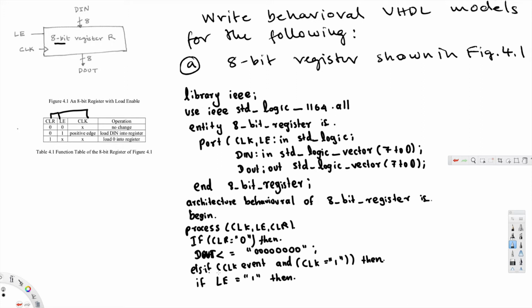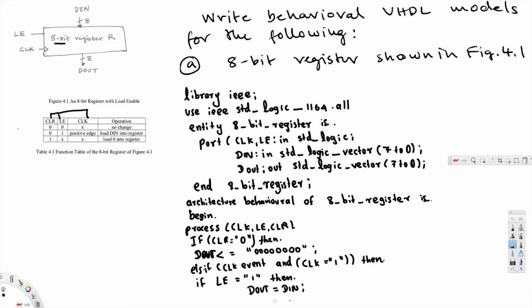If the clear is 1, then it's going to check whether the clock is 1. If the clock is 1 and load enable is also 1, then it means load D in into the register. If we put D in into the register, it means it's going to be the same thing as D out. So from this we can say D out is equal to D in.